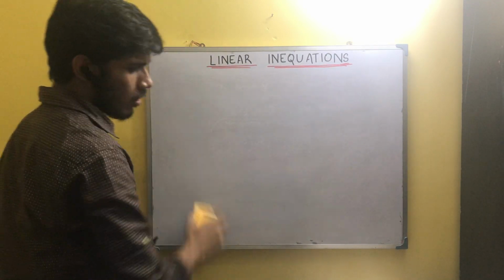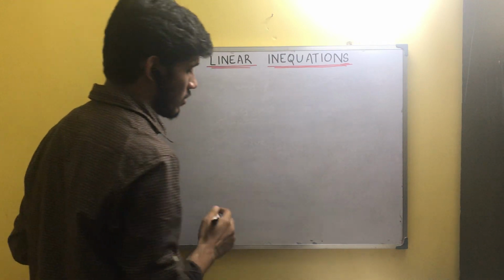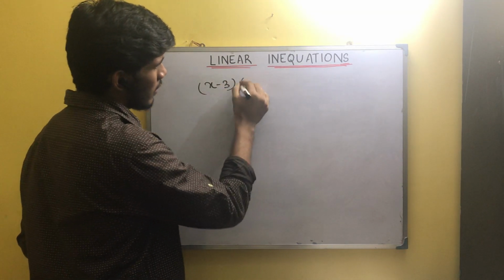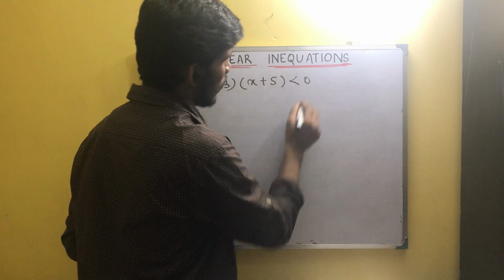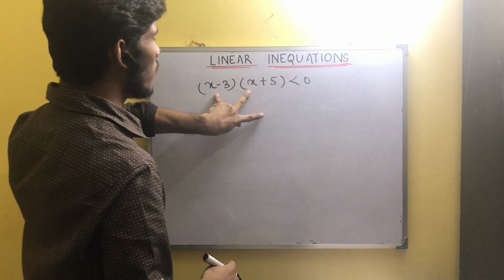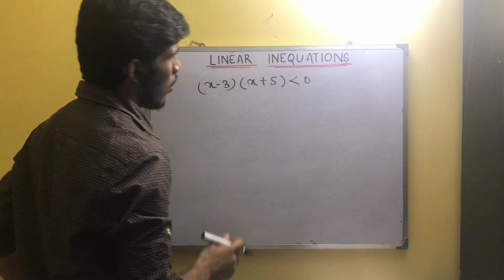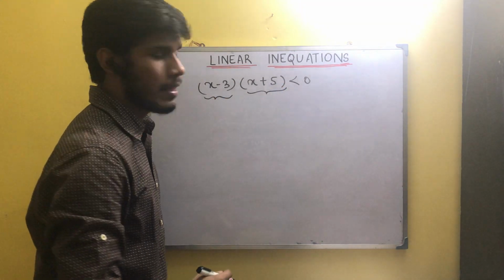Now, how to use this? Obviously this was out of our own common sense also, but now how to use it in linear inequations? Suppose we have been given x minus 3 into x plus 5 less than 0. Now you need to say your answers, means what are the values of x possible. Now if this is less than 0, obviously it means what? Either this is negative or this is negative, isn't it?